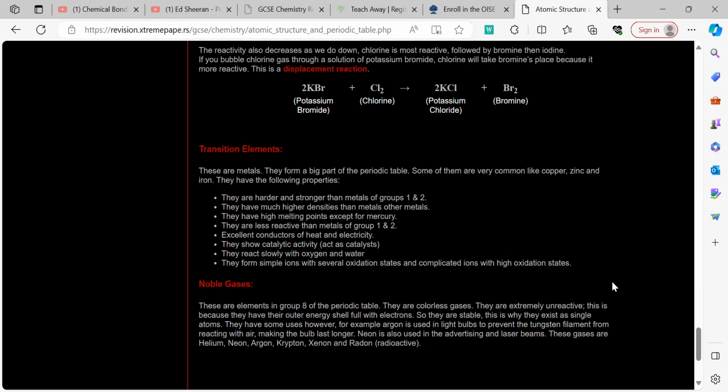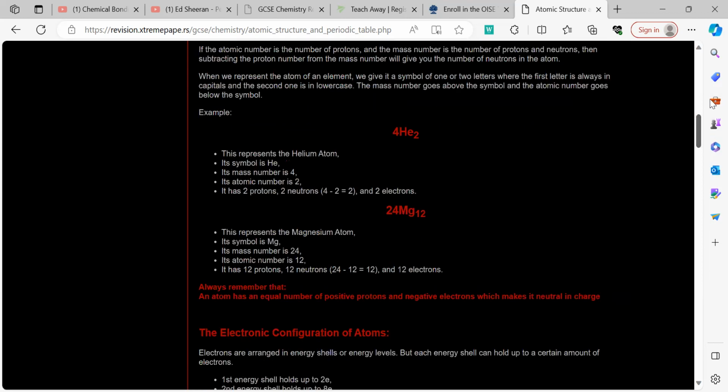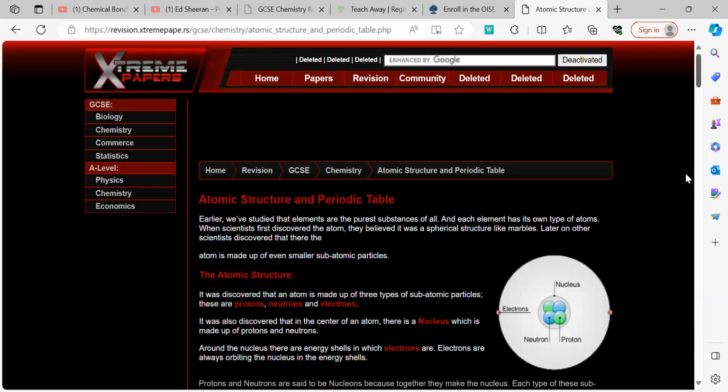Noble gases such as neon, you would have seen, are used in advertising and laser beams and to make fluorescent things. Similarly, argon is used in light bulbs, and apart from that, radon is a radioactive gas. So the important thing you need to know is that noble gases are all inert in nature. We'll be doing the applications of all of these and the questions which arise from them in the next video when we do the past paper practice. For now, this wraps up our video on atomic structure. Thank you for listening to the video.